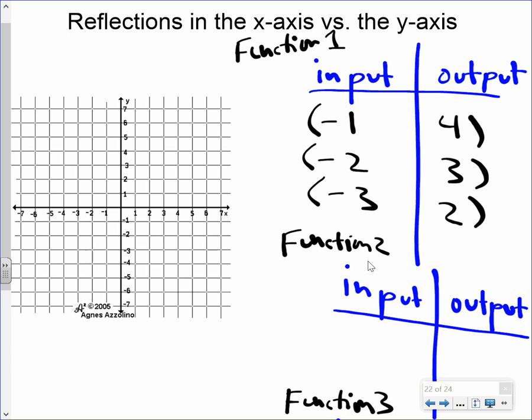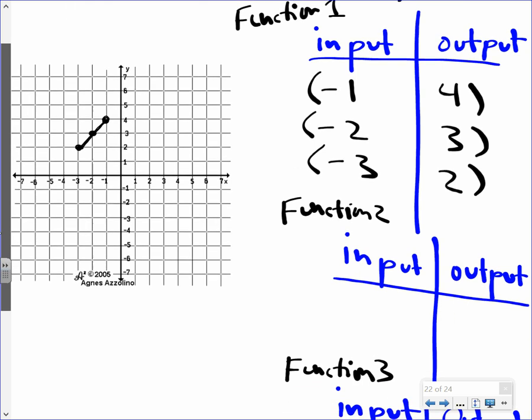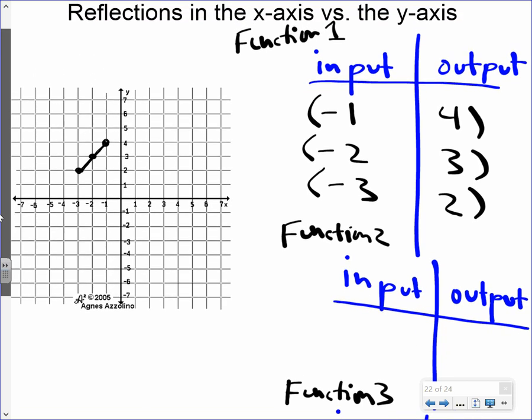So -1, 4. We got -2, 3. And we got -3, 2. And let's just connect the dots for now. I'm going to show you something. Just connect the dots. There's our first function. It's got a limited domain, obviously, because the arrows don't go top to bottom. It's got a limited range. Okay, that's function 1.